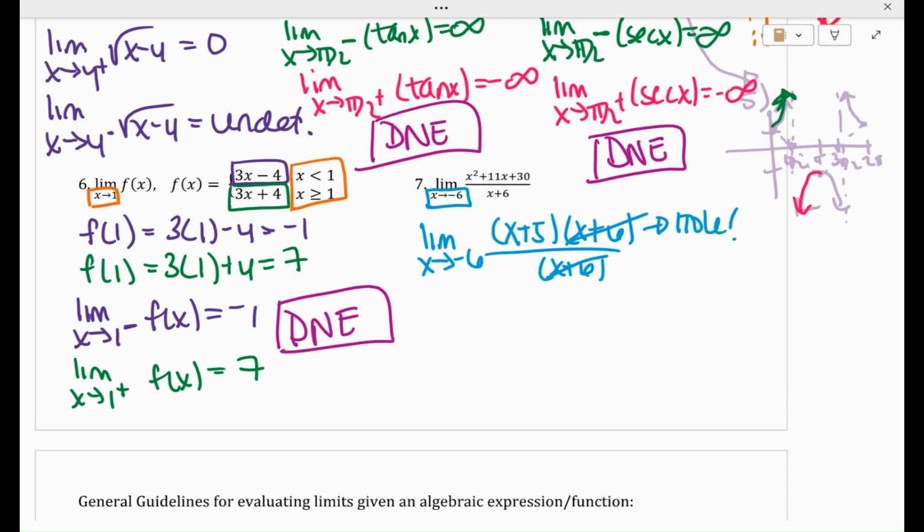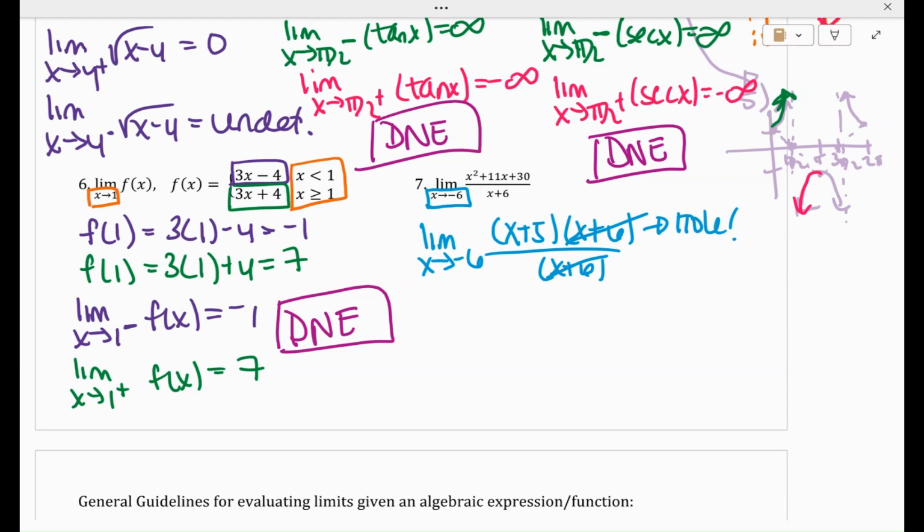Okay, and when you have a hole in your rational function, holes are okay. I mean, it's undefined, of course, at that point, but the limit from the left and the limit from the right are approaching the same y value, which is the y coordinate of the hole. So holes are fine. We can actually have the limit. The limit can exist. So holes are okay.